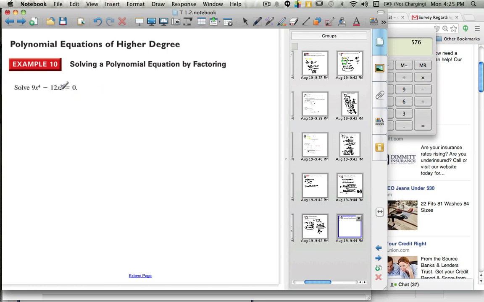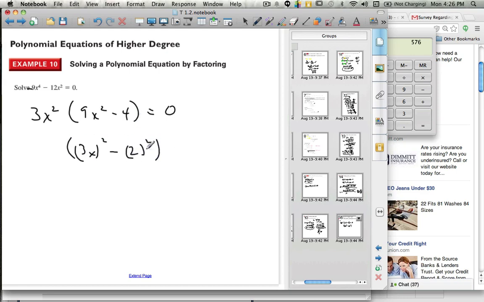And I would want to start by factoring what I can out of these terms. So I can factor out a 3 and an x squared. So when I factor the 3 out of the 9, I'll get 9. And when I factor the x squared out of x to the 4th, I'll get x squared. And over here, when I factor the 3 out of the 12, I'll get a 4, and the x squared would just be 1. And then I look at this guy here and I go, well, 9x squared, that's the value 3x squared. And 4 is 2 squared. So what I've got is the difference of 2 squares.